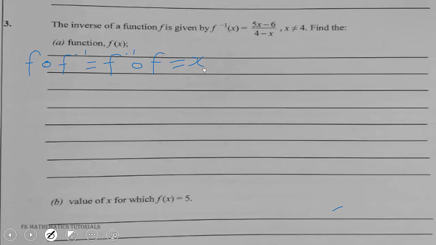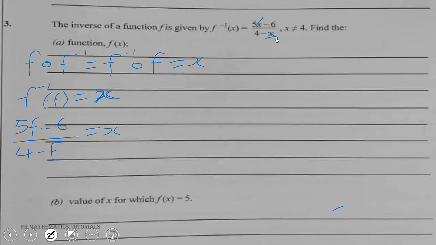So it means f inverse of f of x should be equal to x. Now we're given f inverse as 5x minus 6 over 4 minus x. So wherever I see x, I'll put f. So 5 times f minus 6 all over 4 minus f should be equal to x. So this x here is a property. This x here is not the x that we are talking about. So f inverse of f will give us x all the time.